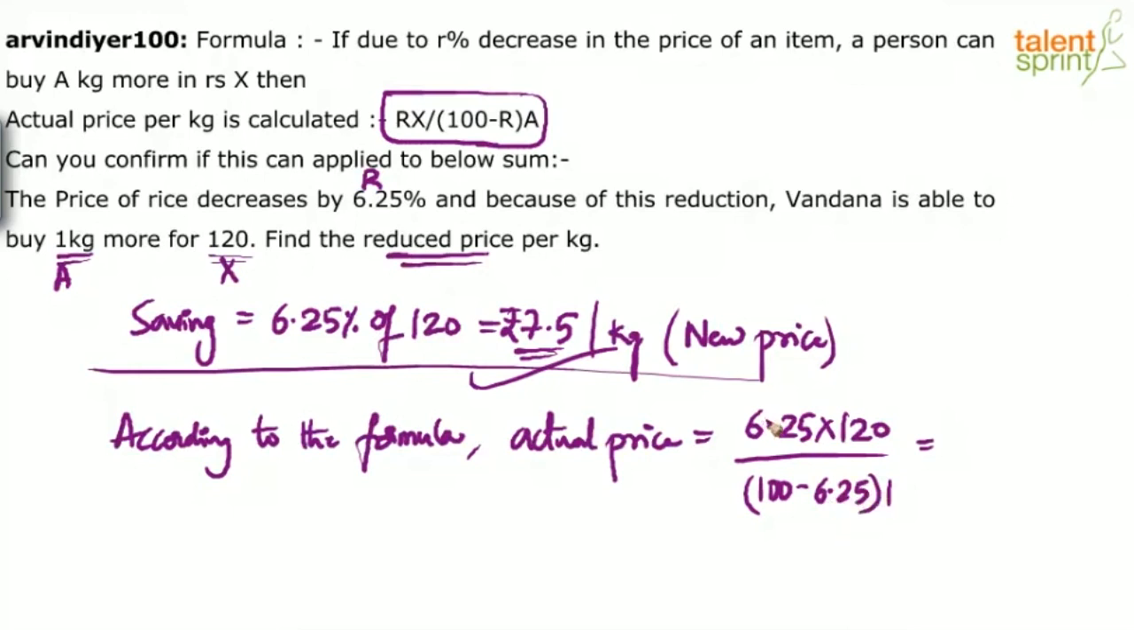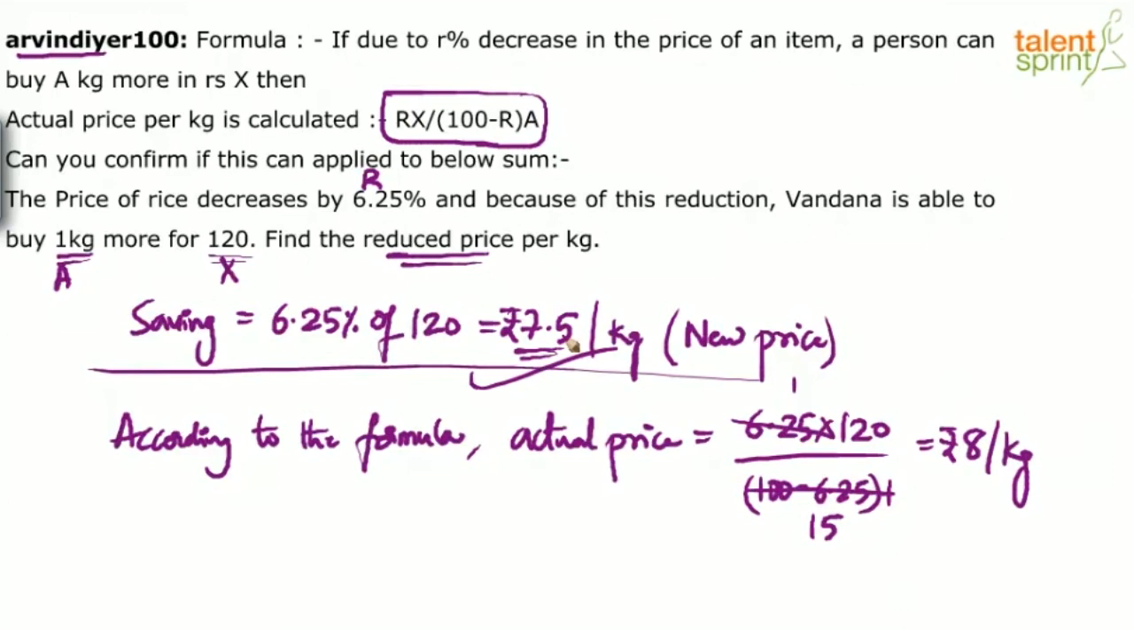So basically this is like 6.25 into 1 and 6.25 into 15, because 93.75 goes 15 times, right? So 120 by 15. How much is 120 by 15? It is 8, right? Actual price is 8 rupees per kg. What is he asking us to find out? Find the reduced price. I think Arvind, I'm sure you are getting confused here, because the answer you are getting using the formula is 8, but the answer given is something else. Answer is given as 7.5, I guess.